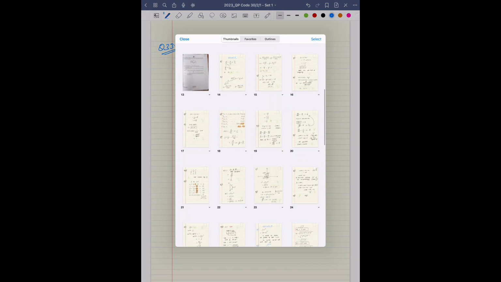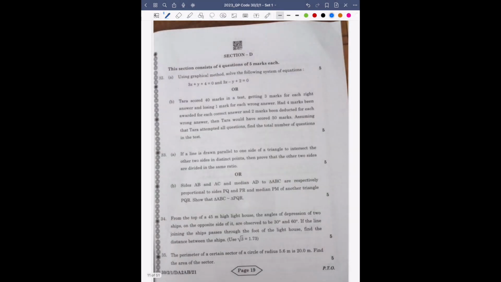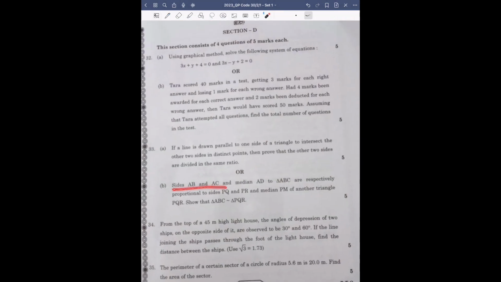Another tricky question. Yes, it's a little tricky, but still doable provided you guys have done the similarity chapter. And it's a little lengthy, so let's have a look. Let me show you the question first. The question is: sides AB and AC and median AD of triangle ABC are respectively proportional to sides PQ, PR and median PM of another triangle PQR. Show that both the triangles are similar.